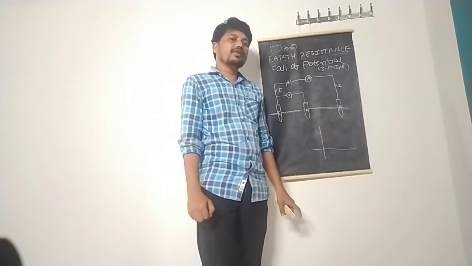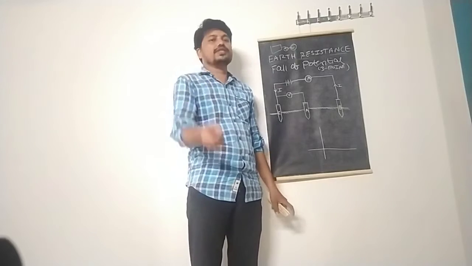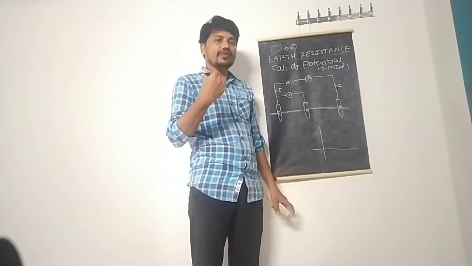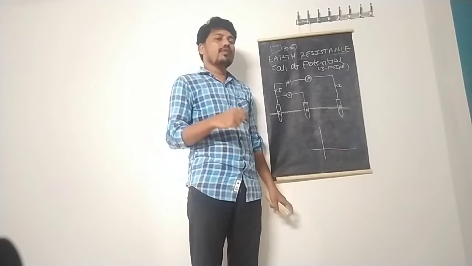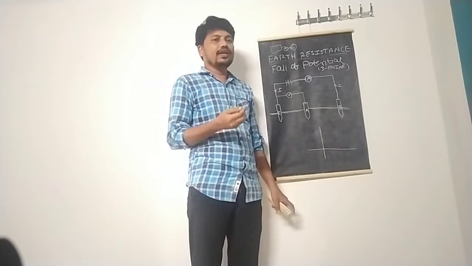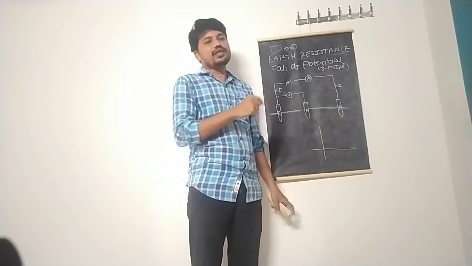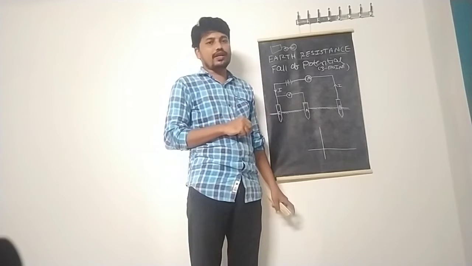The purpose of this earth electrode is generally to have a low value of resistance. Because it offers a very low resistance, whatever leakage current is present is bypassed through this earth electrode. That is the main purpose of the earth electrode.